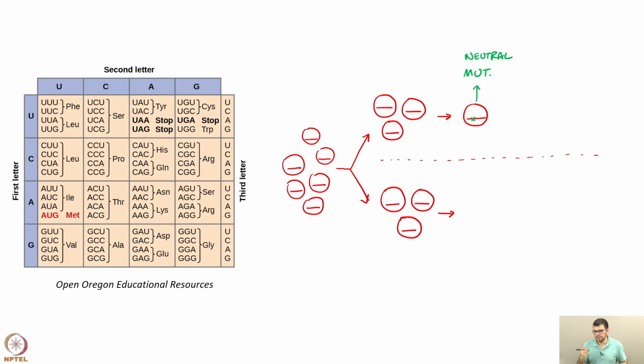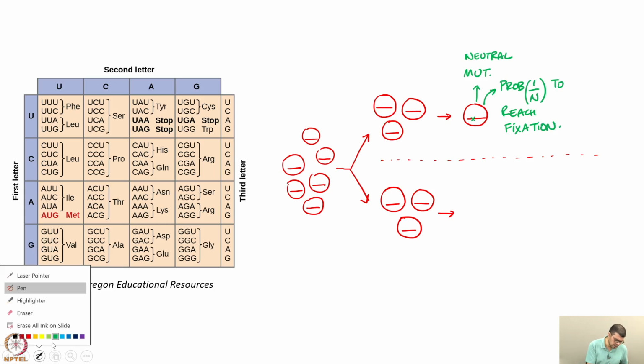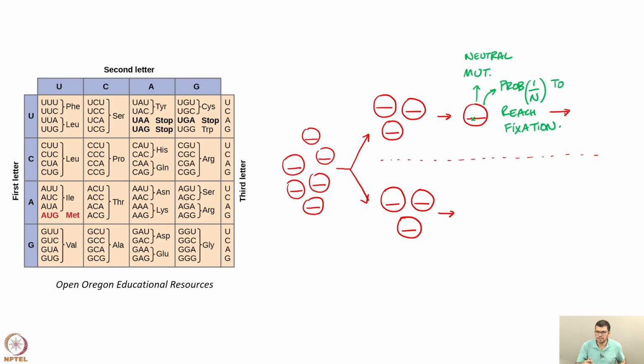We saw a few videos ago that neutral mutations occur, and they have a finite probability of reaching fixation. In fact, if the population size was n, then this neutral mutant has a probability 1 upon n to reach fixation. So eventually some chance event will happen, and these neutral mutations will reach fixation, such that going forward in time, and it may take a long time, the population structure might look like this. That is because this neutral mutation that took place actually reached fixation.